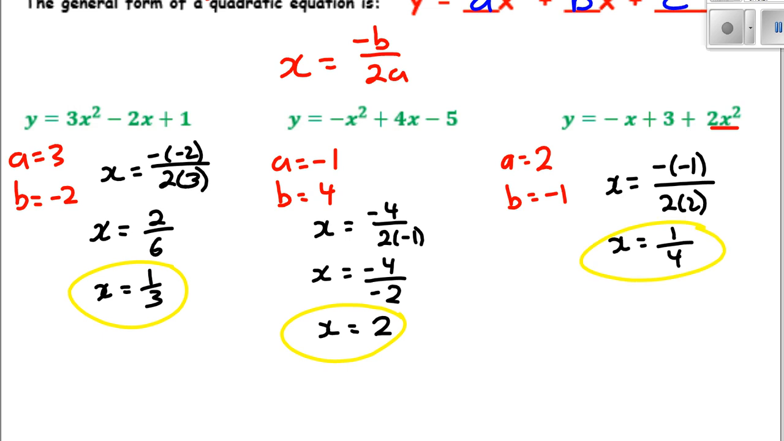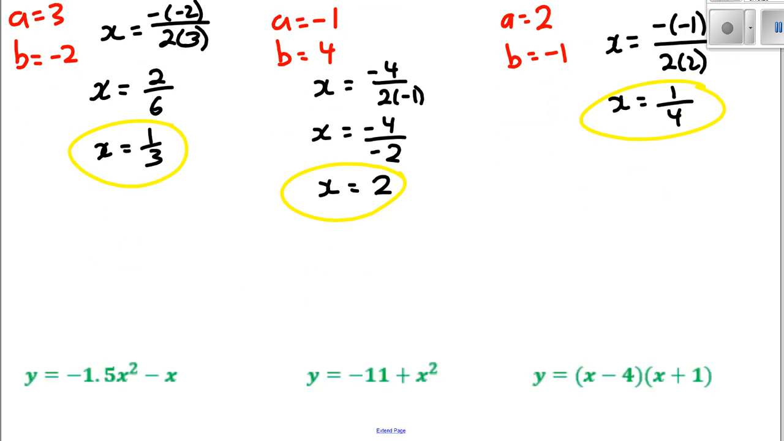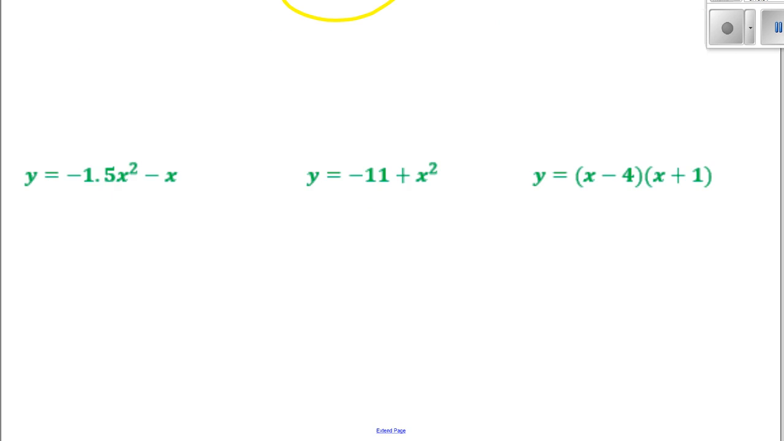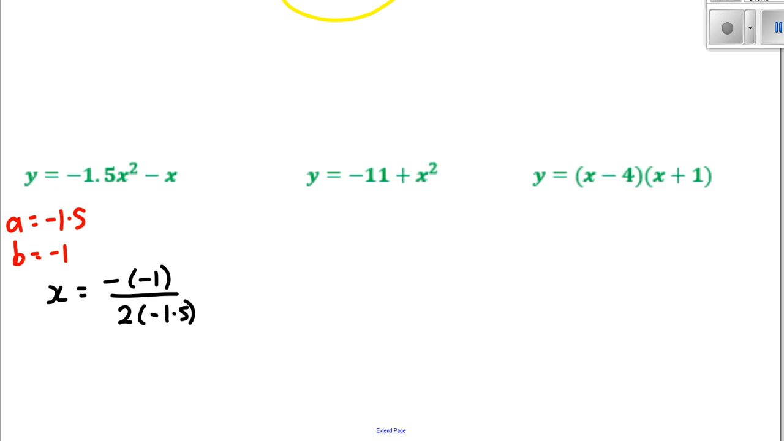Next one. A is negative 1.5. B is negative 1. X equals negative b over 2a, negative 1 over 2 times negative 1.5. X equals 1 over 2 times negative 1.5, which is negative 3. That's fine, you could leave it like that, or you could say negative a third. And circle both, because both are fine as your answer.